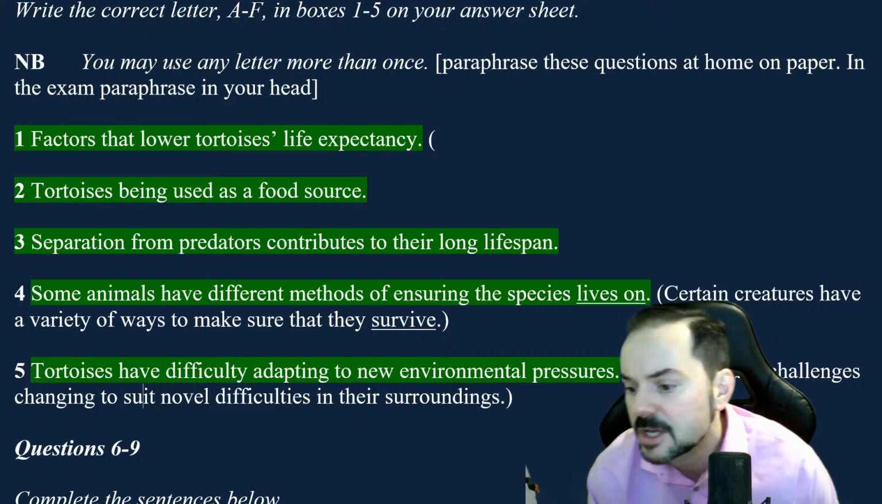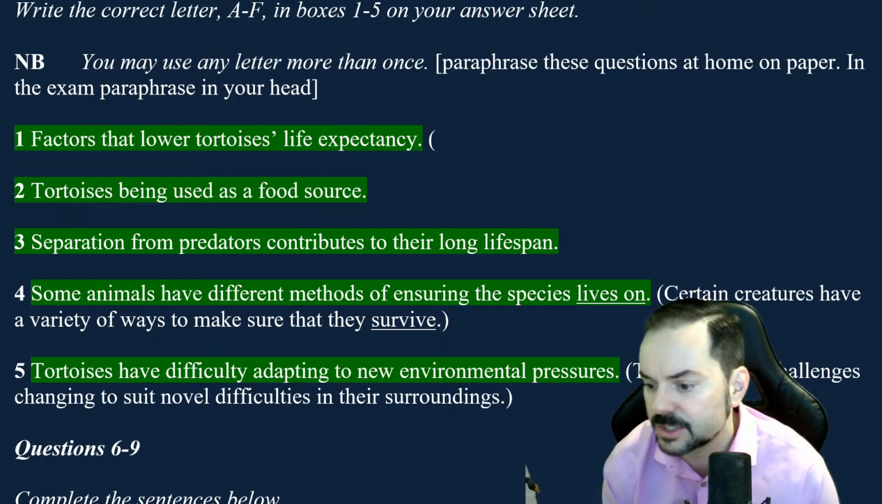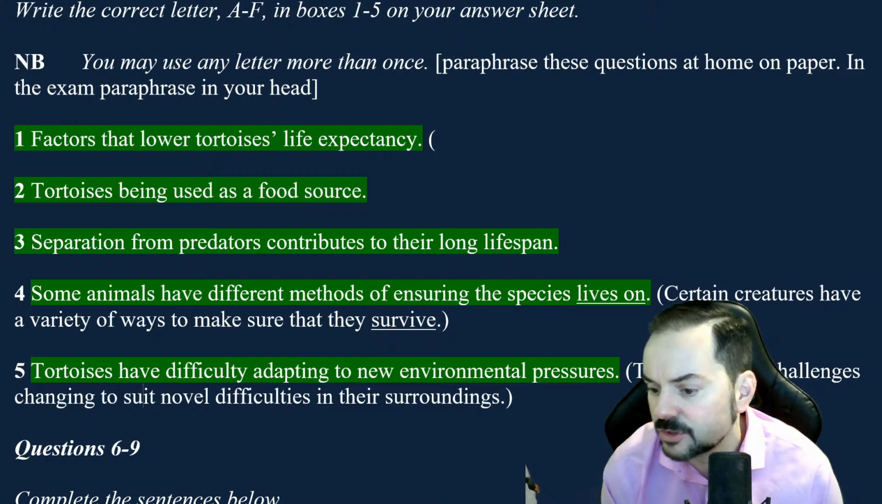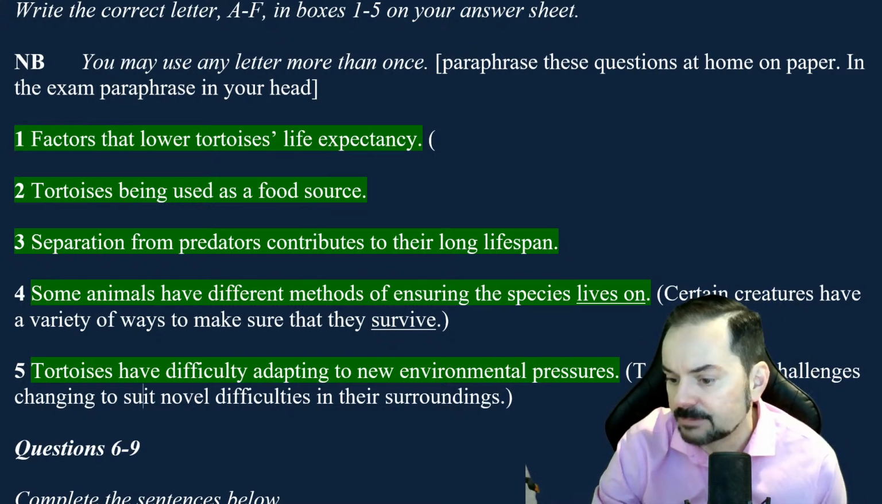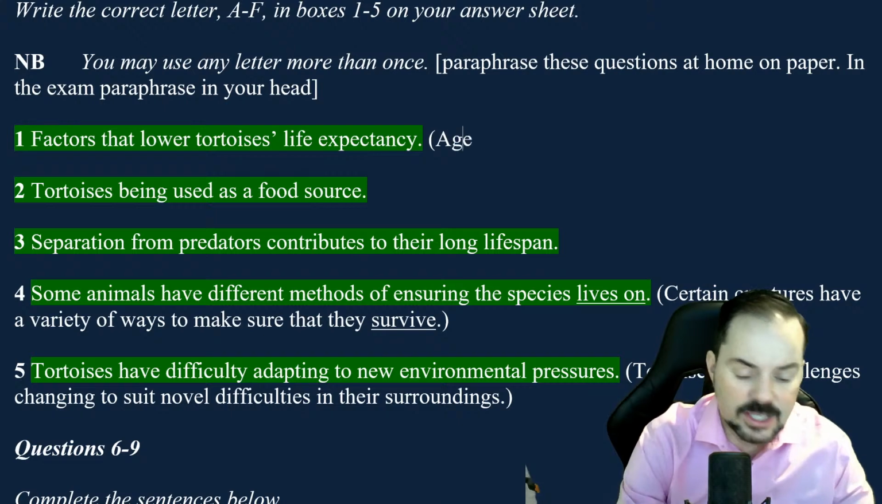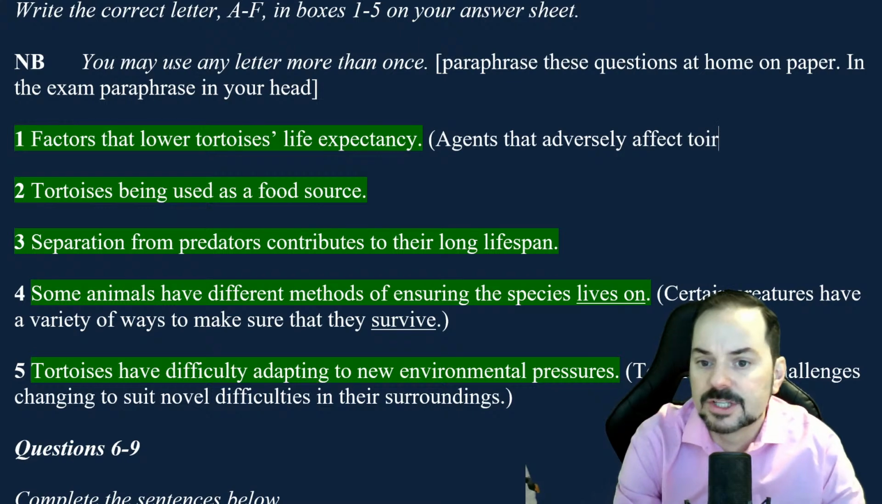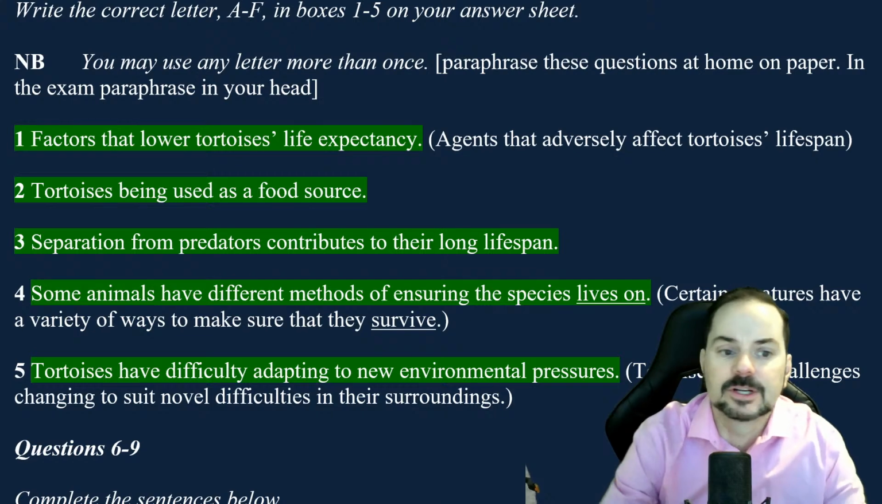Chen says, components that decrease tortoise lifespan. Yeah, very good, Chen. That works. Andrew says, agents that adversely affect tortoises' lifespan. Yeah, absolutely. We'll take that one, Andrew. Agents that adversely affect tortoises' lifespan. Yeah, very good. That works.